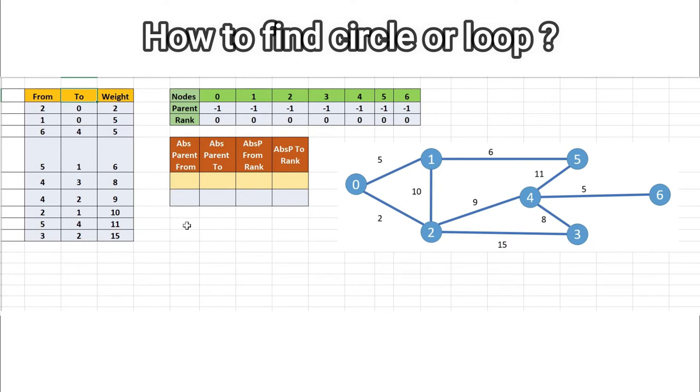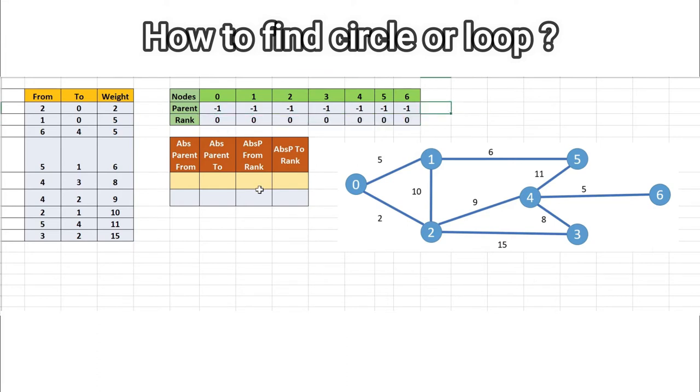Now we have to take another matrix, which you can name the parent rank matrix. What is the parent rank matrix here? If you notice, I have marked all the nodes from 0 to 6: 0, 1, 2, 3, 4, 5, 6. Initially, the parent of every node will be minus 1 and the rank is 0.